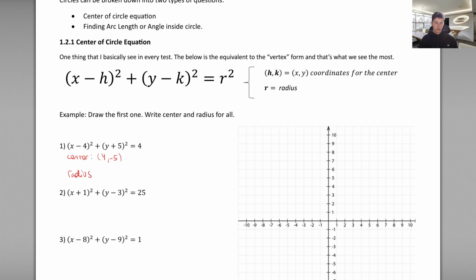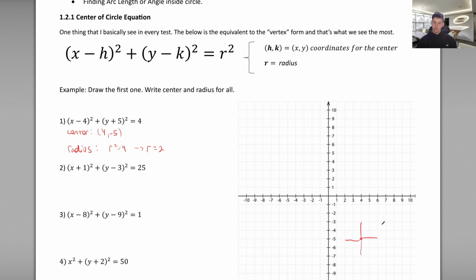So let's do the radius. The radius squared is 4, so the radius is going to be 2, because we take the square root of both sides. So the center is at 4, negative 5, which is right here, and the radius is going to be 2 for each side. So it's 2 up, 2 to the right, 2 down, and 2 to the left. And then we have a circle. That's what the equation of a circle is trying to tell us.